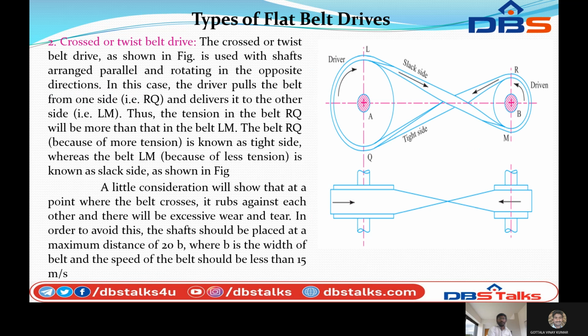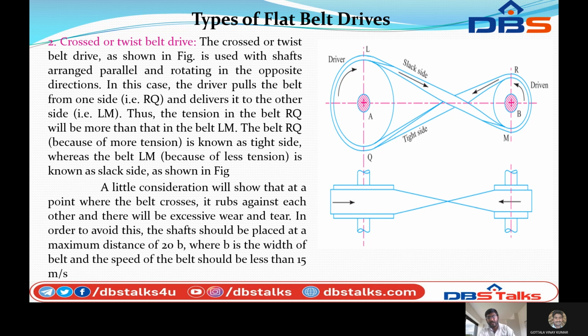So the next type is the crossed or twist belt drive. You can see the figure also. The crossed or twist belt drive, as shown in the figure, is used with the shaft arrangement parallel and rotating in the opposite direction. In the open belt drive, the two shafts rotate in the same direction, but in this cross belt drive there are also two shafts, but they rotate in different directions.